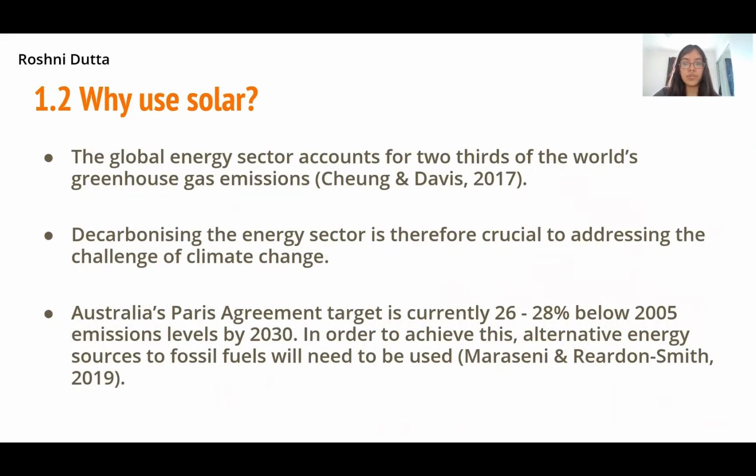So why do we want to use solar? Primarily, we are looking towards alternatives to fossil fuels for energy generation, as the global energy sector accounts for 2/3 of the world's greenhouse gas emissions. If we are to progress with the global goals of reducing emissions, this can't be done without decarbonising the energy sector. Australia's emissions target under the Paris Agreement is 26 to 28% below the 2005 emissions levels by the year 2030. If we want to achieve this modest goal, Australia will need to move away from coal towards renewable options.